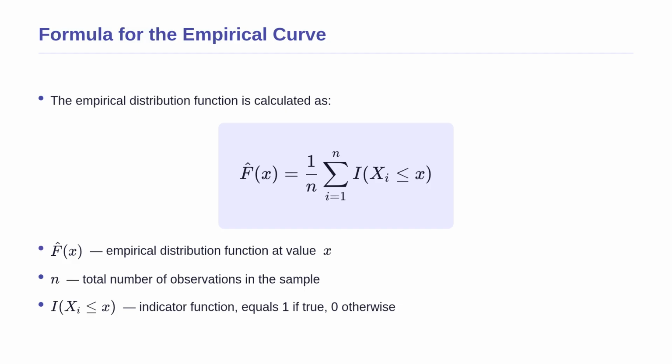Let us look at the mathematical formula for this empirical staircase. F hat of x represents the empirical distribution function at a specific value x. The symbol n is the total number of observations in our sample. The term I is an indicator function, which is just a mathematical switch. It equals 1 if the data point is less than or equal to x and 0 otherwise. In plain English, this formula tells us to count how many data points are smaller than or equal to x and then divide by the total number of points. As x increases, this fraction grows from 0 to 1.